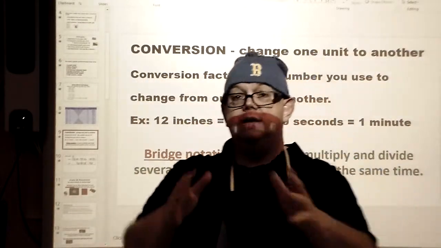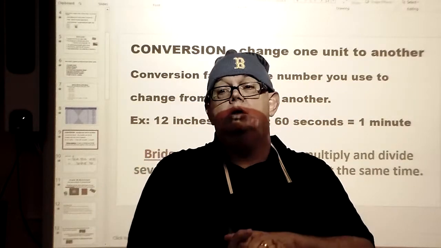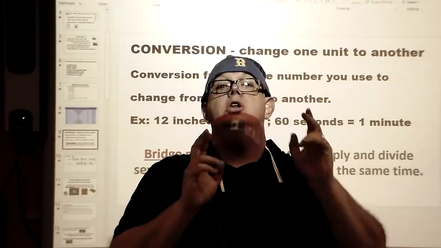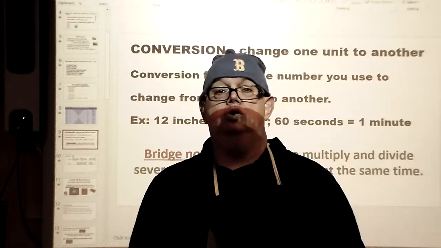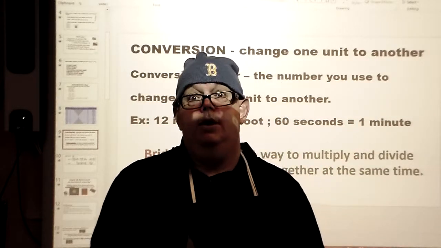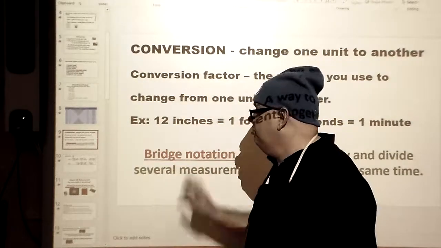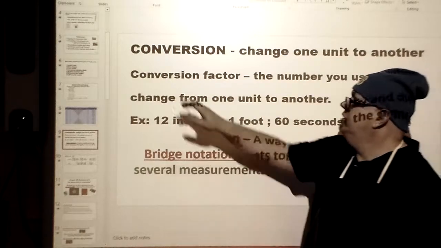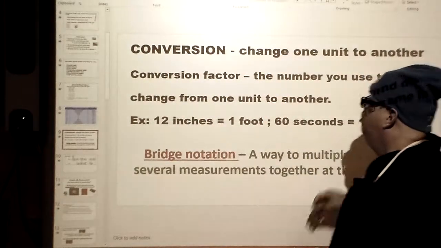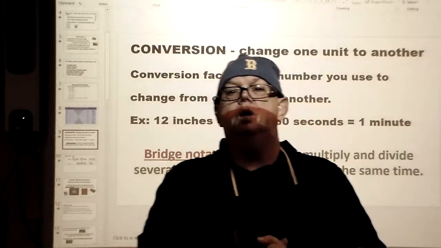Okay, so this idea about the video, guys, we're going to be looking at bridge notation. What is it? Why do we do it? And I'm going to show you some examples today. Okay, so in chapter 3, we've been talking about measurements in chemistry. And we got to a place where we talked about conversion, where we're changing from one unit to another.